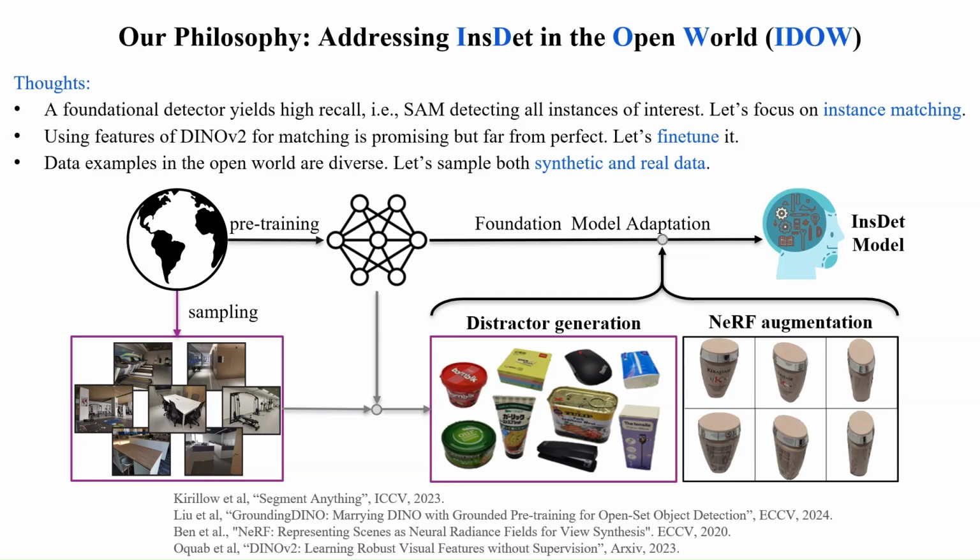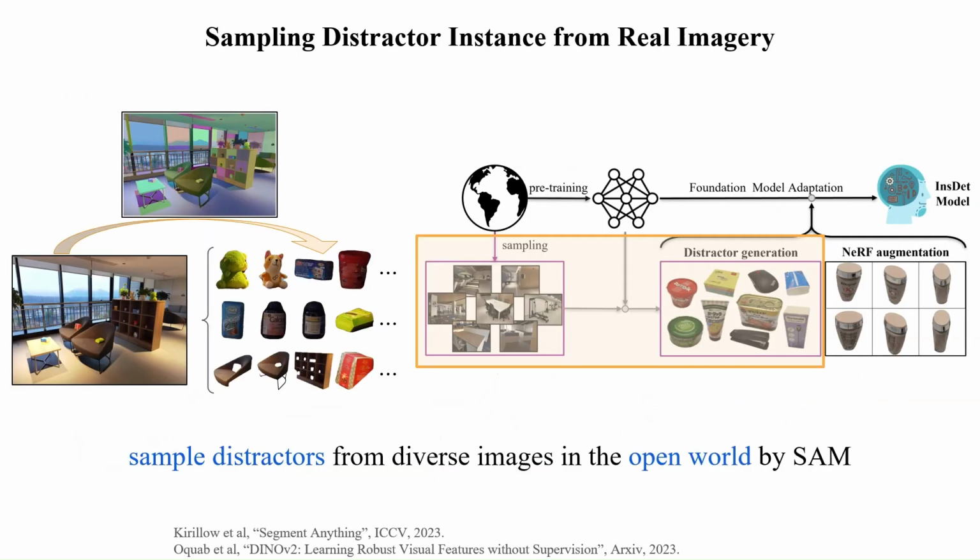We find that open-world detectors can detect objects with a very high recall, but foundation models are not tailored to instance-level matching between proposals and visual references. Let's focus on instance matching and fine-tune the pre-trained foundation model a little bit. In the open world, we are not short of data. How to leverage the data, the real data and synthetic data, is also a question.